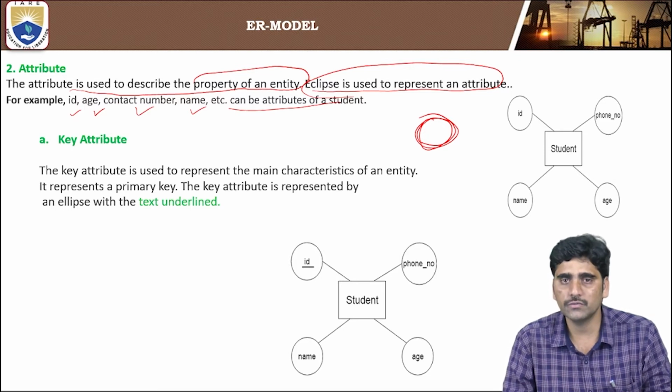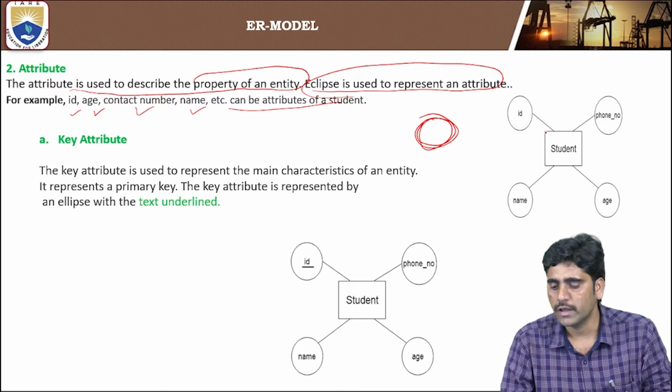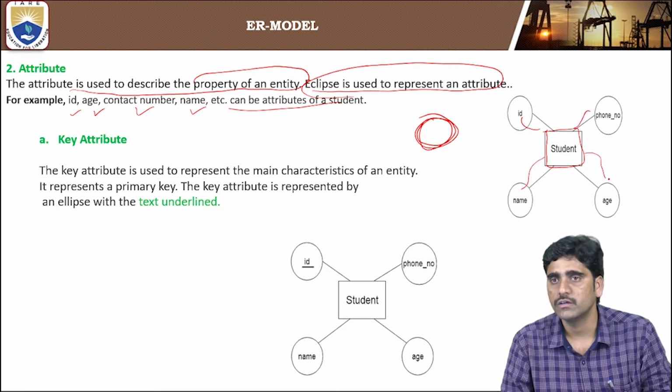So the first one is what? Types of attributes, we said that. So this is the example. Student is an entity which contains the attributes ID, phone number, name, and age. These four are the attributes of this student entity.